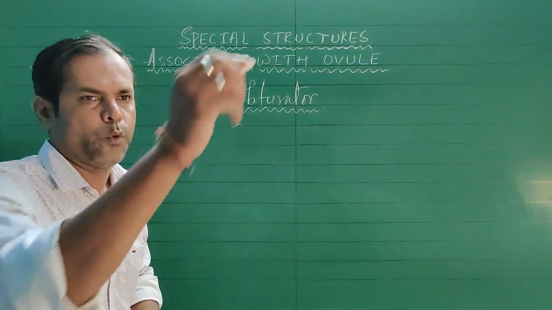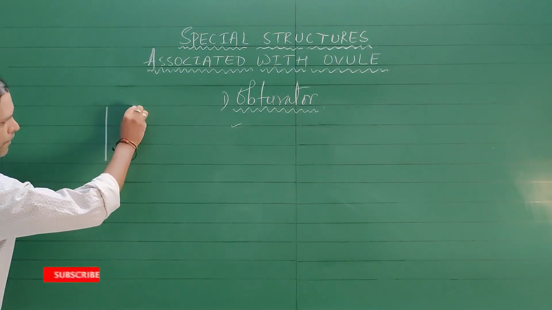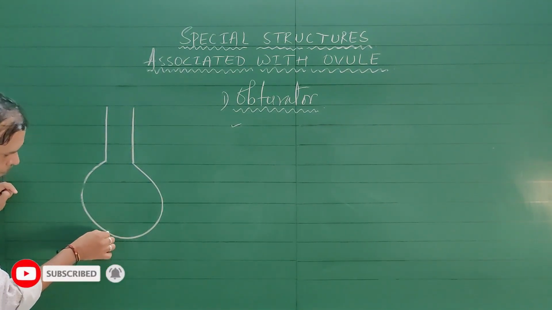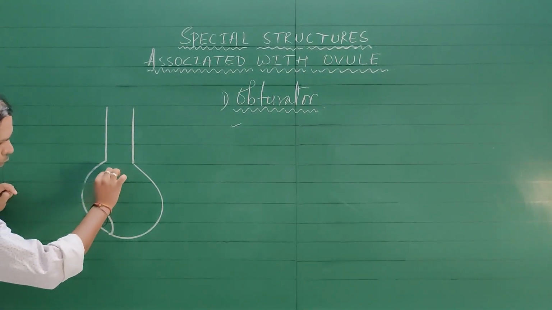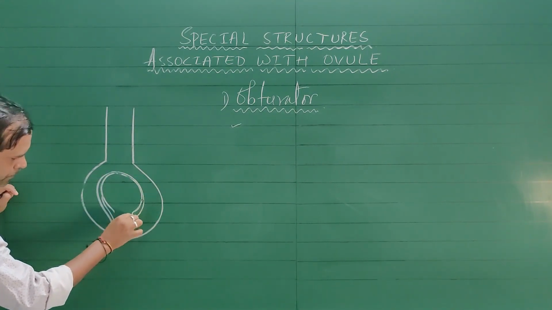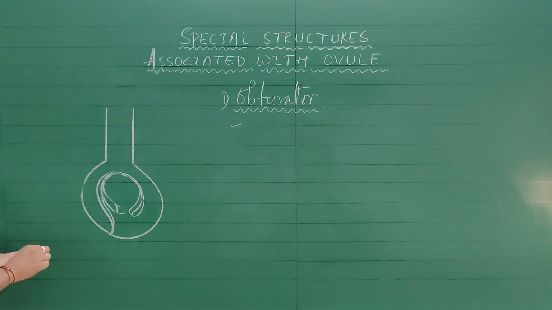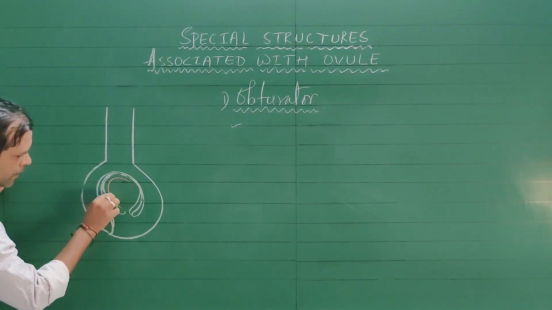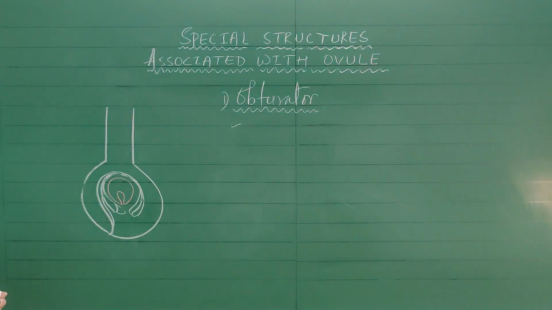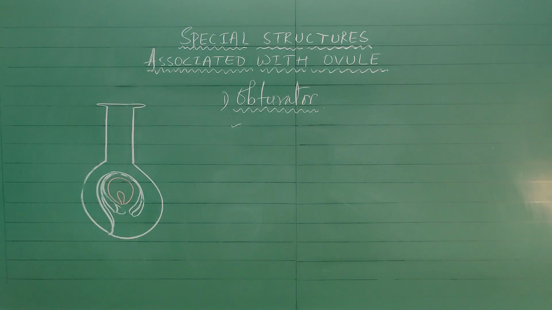Now, when pollen grains are deposited on the stigma, this is the ovary. Inside the ovary, ovule is present. This is the ovule. Inside the ovule, embryo sac is present. Inside the embryo sac, egg is present. This is the stigma.